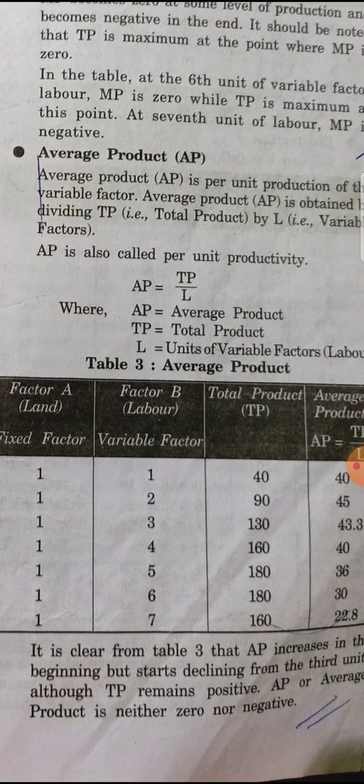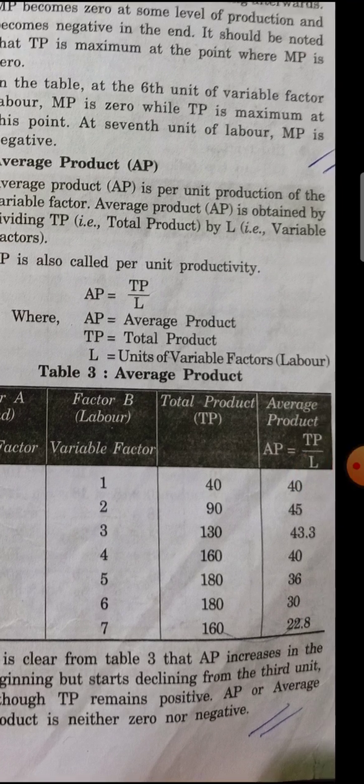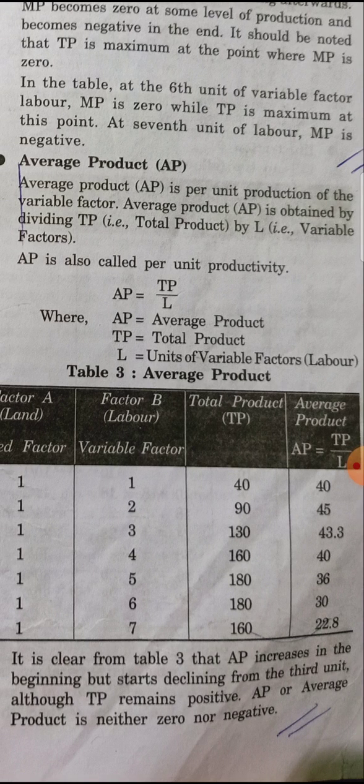Let us see from this table what AP is. So here also factor A, land, that is a fixed factor, is constant. Factor B, that is labor, a variable factor, increases. Then the total product, which we have already seen, and after that the average product. So what is average product?